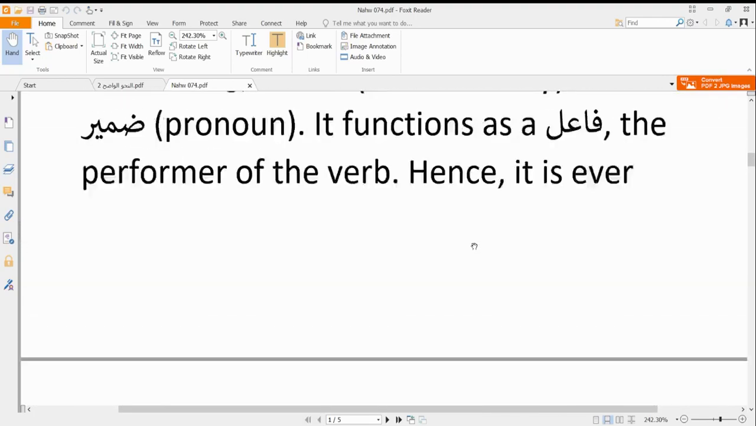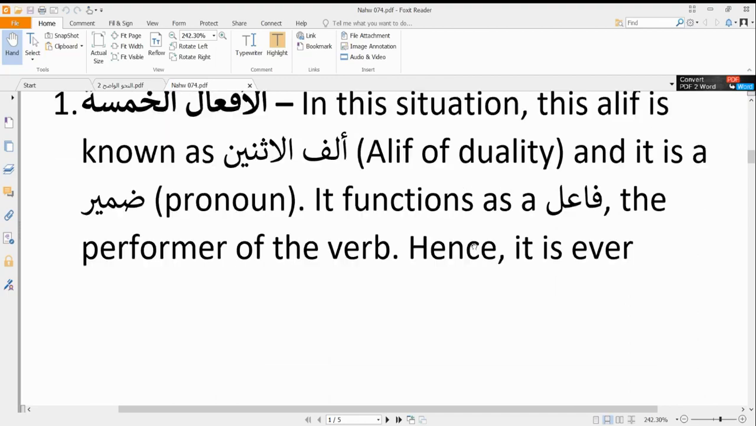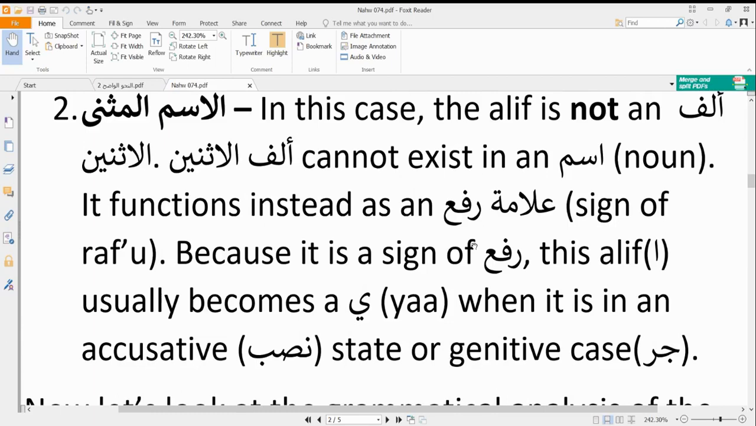In the Af'al al-Khamsa, which are usually the dual verbs, yaf'alani, like yuslimani, or taf'alani, like tuslimani, in that case, our alif is an aliful ithnain. It is our domir and fa'il, the performer of the verb. However, when we have an ismul muthanna, we cannot have an aliful ithnain. That alif is an alama to raf'a. It is a sign of raf'a.